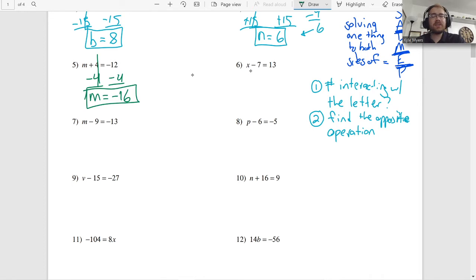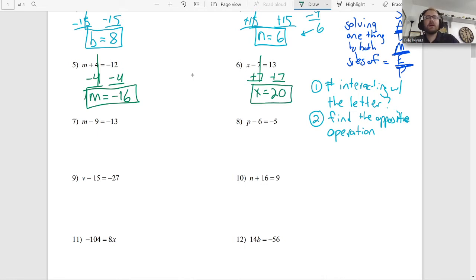Number 6 is going to be pretty straightforward. No crazy integer stuff. The opposite of, and here's the two-step process, right? So how is the number interacting with the letter? X minus 7, so I'm going to be adding or subtracting. What's the opposite operation? Well, the opposite of minus 7 is plus 7. Plus 7, plus 7. Right, so x equals 20.